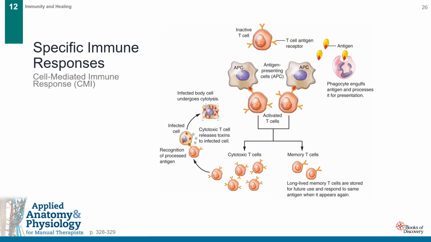This illustration shows cell-mediated immune response, or CMI. With cell-mediated immunity, the phagocytes engulf, process, and present antigens to inactive T cells. Activated T cells divide and multiply to create cytotoxic T cells, which directly battle the antigen, and memory T cells, which are stored for future immune challenges.